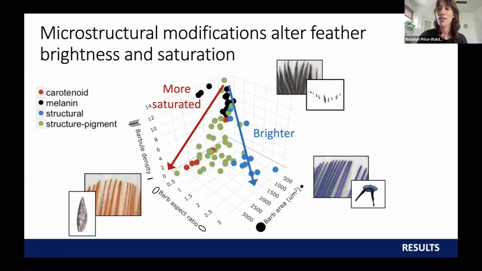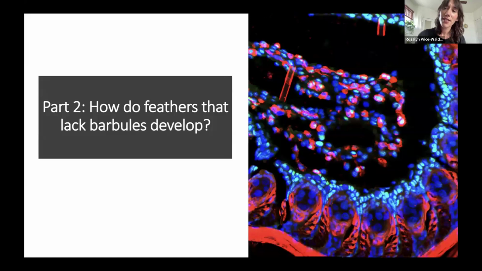And a key modification in both kinds of feathers is the reduction or complete loss of barbules, the tiniest branch of the feather. You might remember from earlier that barbules are really important for flight and for water repellency, so it's pretty remarkable that they're absent in the brightest and most saturated feathers. And because this barbule loss is so striking and important, we really wanted to dig into this deeper.